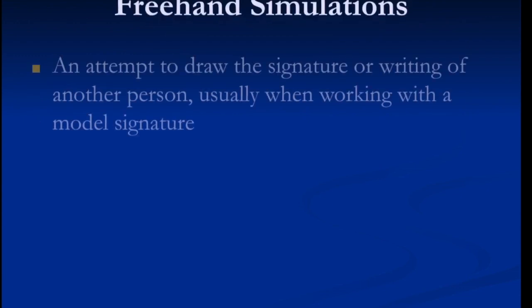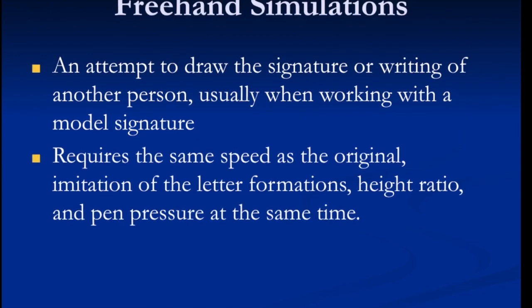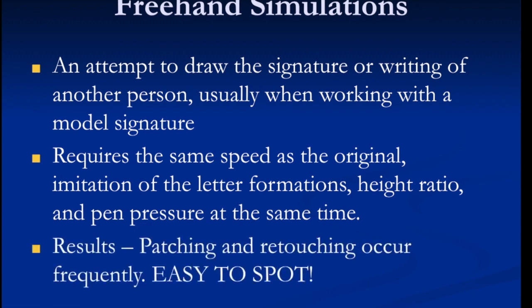So let's quickly just read what this is. Freehand, an attempt to draw the signature or writing of another person, usually when working with a model signature, requires the same speed as the original, imitation of the letter formations, height ratio, and pen pressure. So you're trying to mimic it, but you're just looking at it and you're mimicking your example. Okay. Results, usually it's patchy and touchy. It's usually pretty easy to spot.